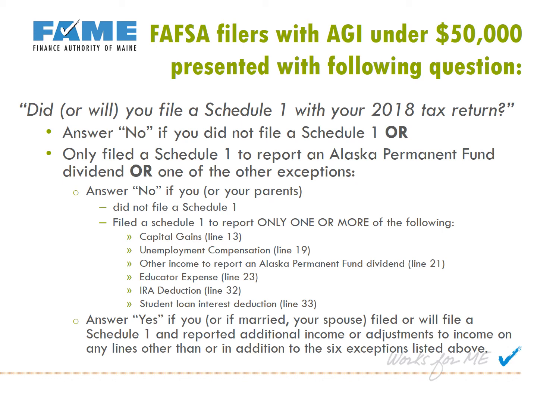Or you can still answer no, even if you filed one, but only filed a Schedule 1 for these certain things. You had capital gains, unemployment compensation, an Alaska Permanent Fund dividend, educator expense, IRA deduction, or student loan interest deduction. If you only filed a Schedule 1 for one of those things, you can still answer no to this question, because that's going to keep you in the running for that automatic zero EFC.